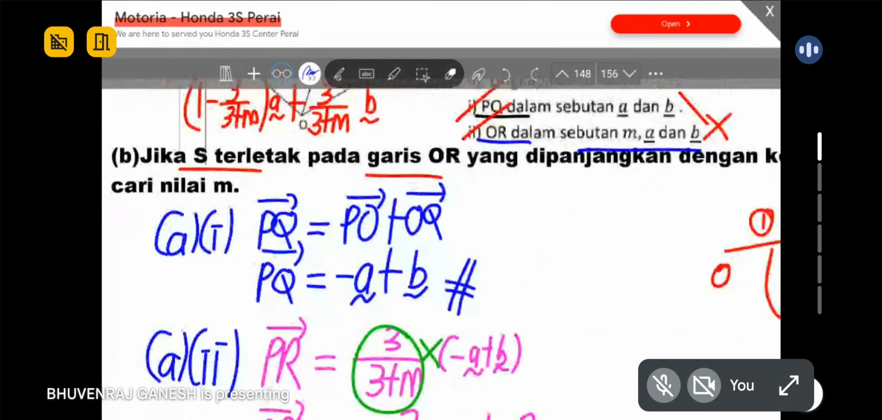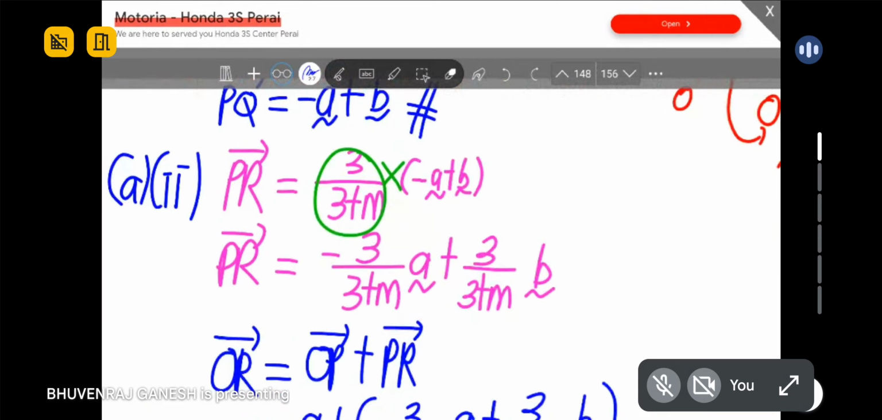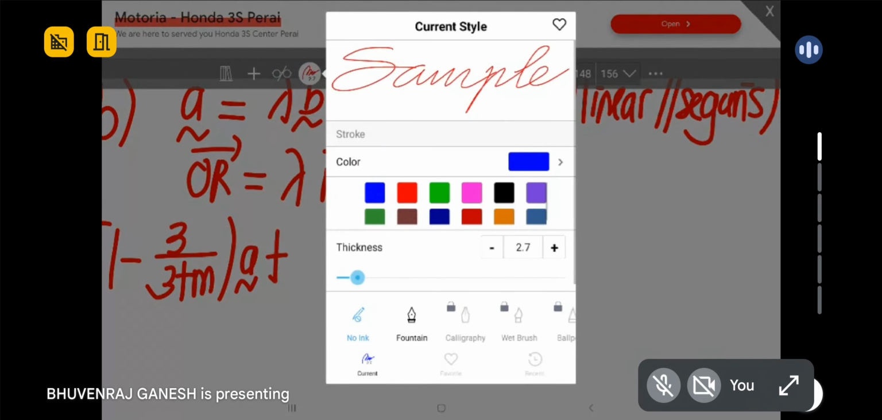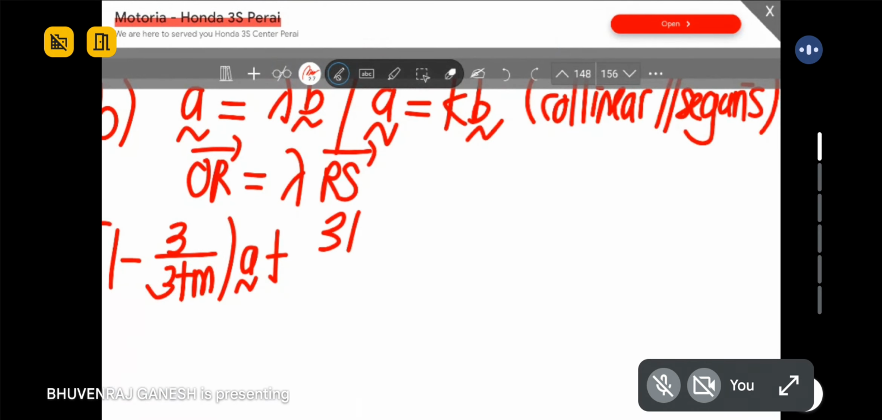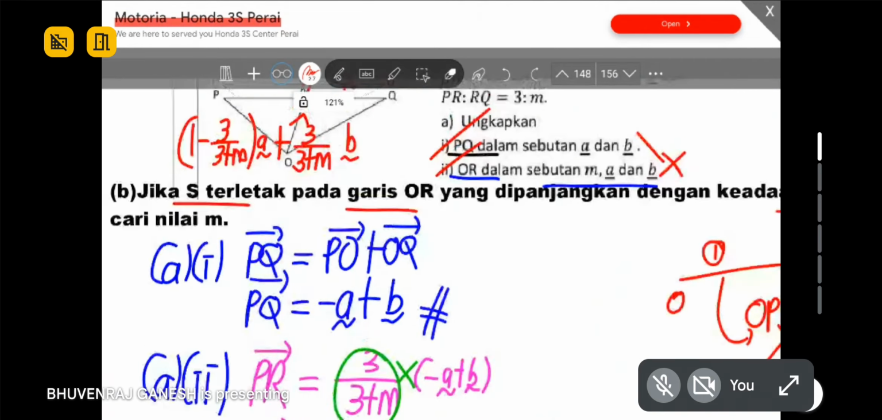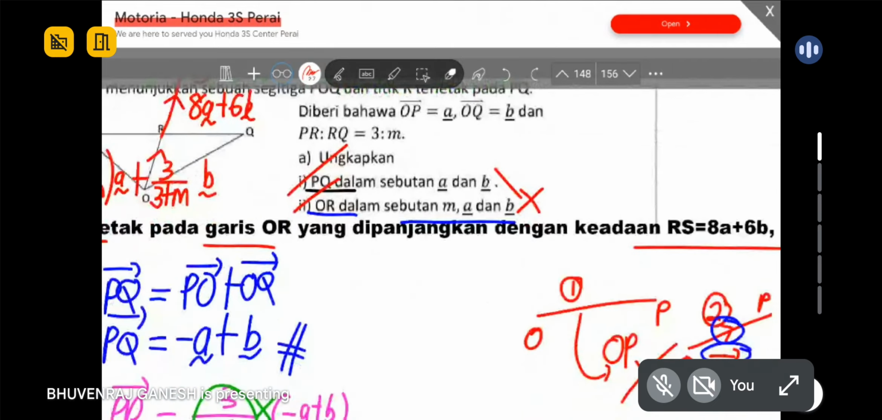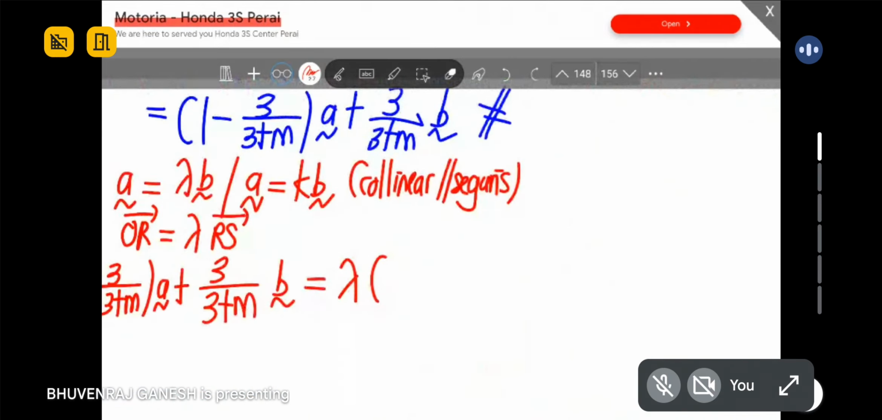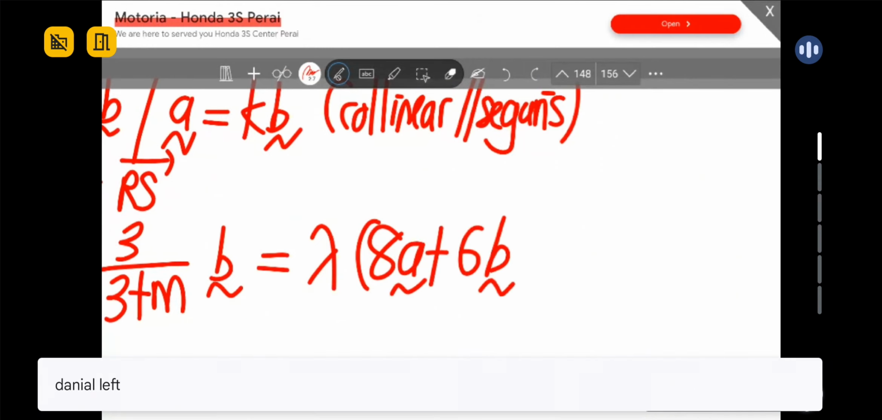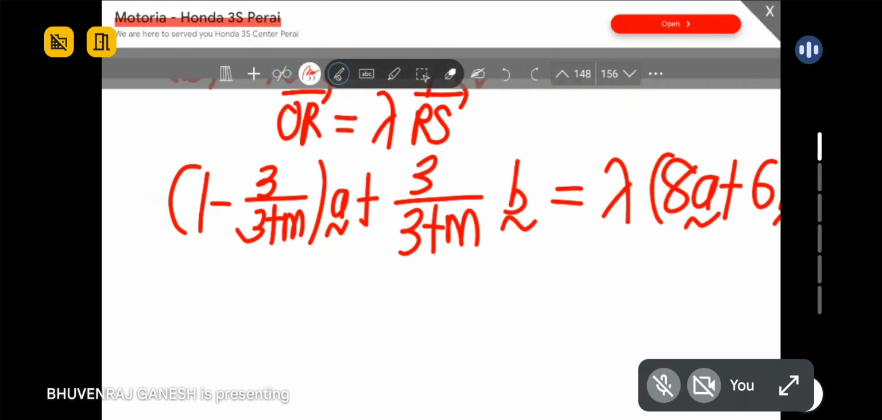Question B, they ask you to find the value of M. All right? So if you want to find the value of M, we are using this formula, guys. So you just copy back your answer for the part A1 and A2 inside here. Salin saja. Equal to lambda RS. What is the answer for RS, guys? RS is 8A plus 6B, right? Okay, so you just substitute the info. 8A plus 6B.